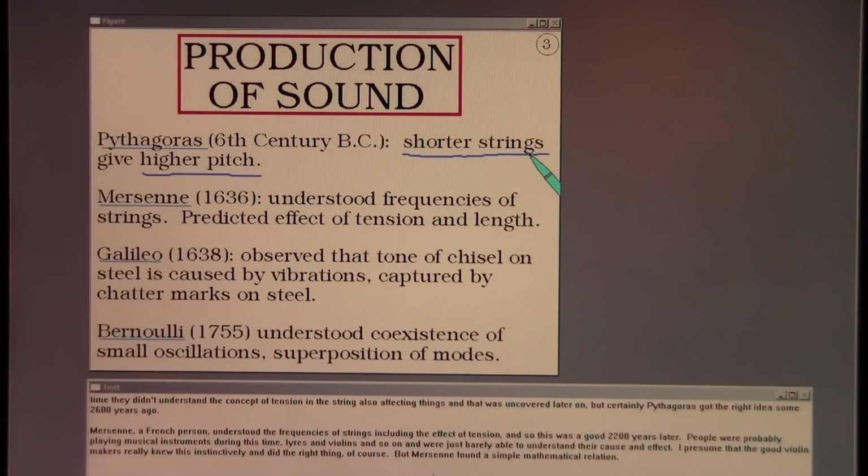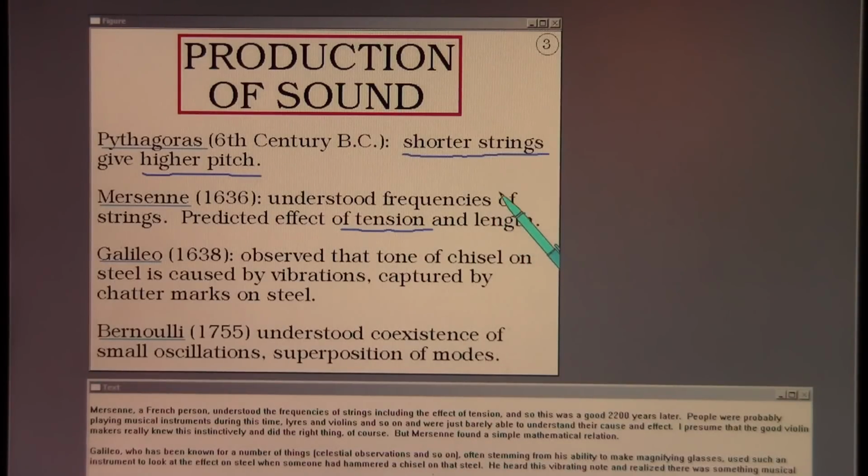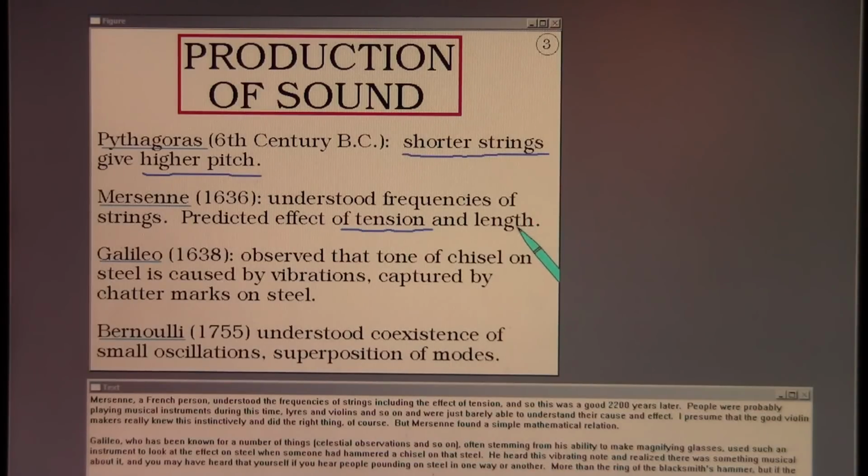Mersenne, a French person, understood the frequencies of strings, including the effect of tension, and so this was some good 2,200 years later. So people were probably playing musical instruments all during that time, lyres and violins and so on, and were just barely able to understand the cause and effect. Now, I presume that the good violin makers really knew this instinctively and did the right thing, of course. But Mersenne found a simple mathematical relation.